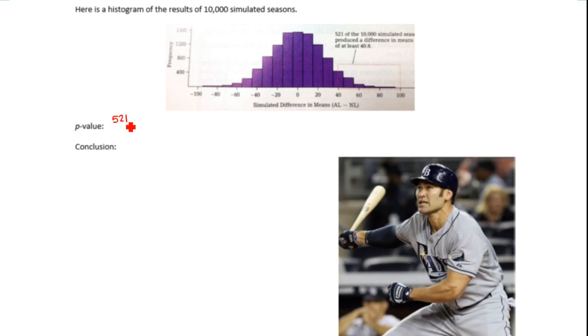So that would be 521 divided by 10,000, which is 0.521, or 5.21%. So this changes our conclusion just a little bit. It is greater than 5%, so we fail to reject H0.